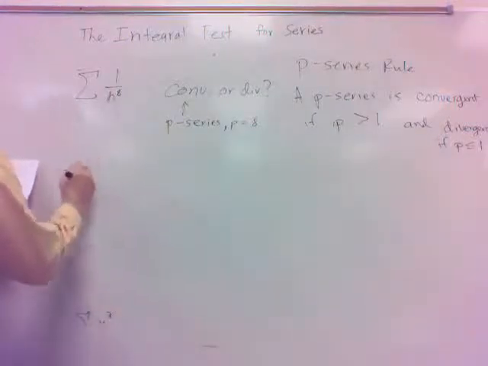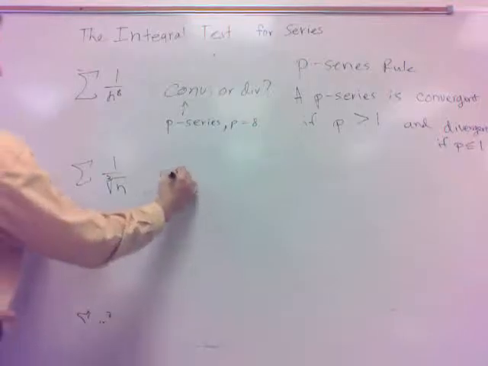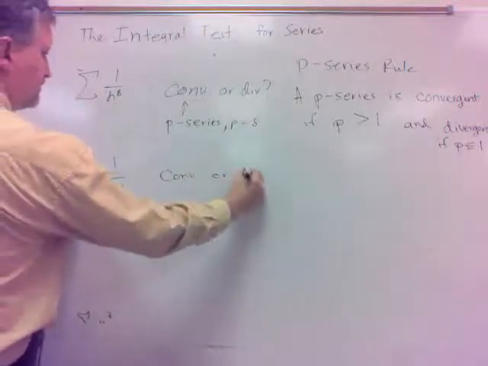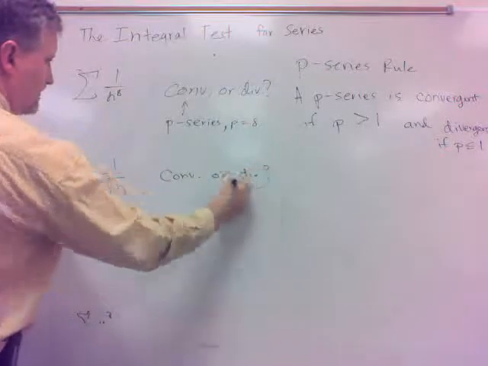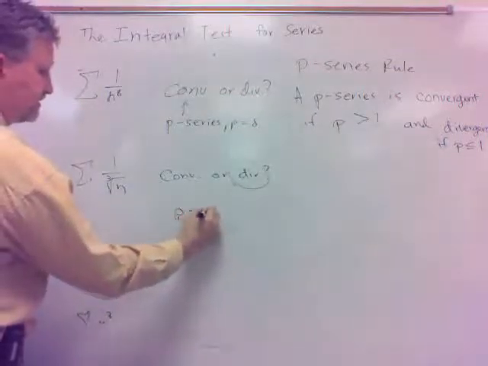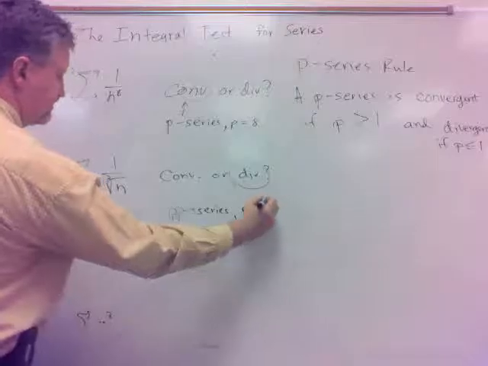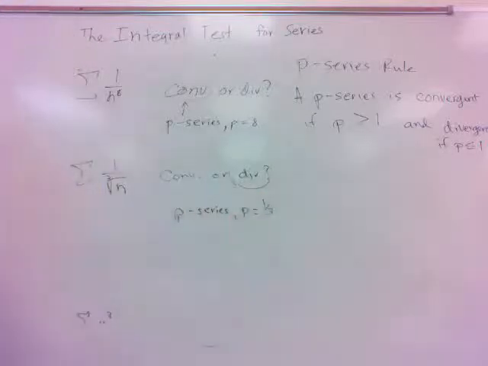All right, what do you got on this one? Cube root of n. Is that one convergent or divergent? That one diverges. Why? Well, that's a p-series. What's p? P is 1/3. Cube root of n is n to the 1/3, so that's a divergent p-series.